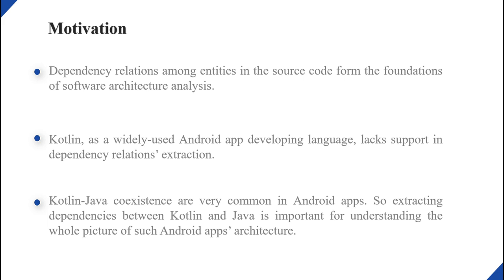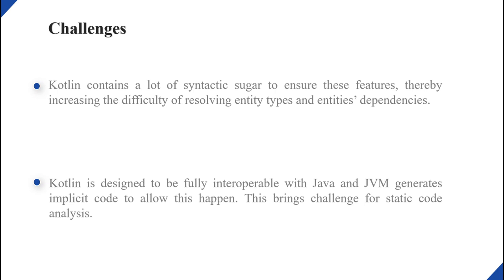Kotlin, compared to Java, has a more concise syntax and numerous syntactic sugars, as well as a large amount of additional code generated to ensure interoperability with Java. These two factors make the task of extracting dependency relationships through static code analysis challenging for us. Fortunately, we have overcome most of these challenges and have completed the modification of the original Depends framework.